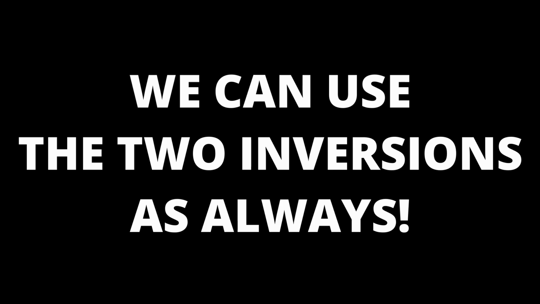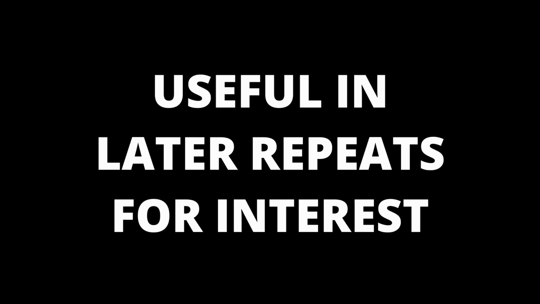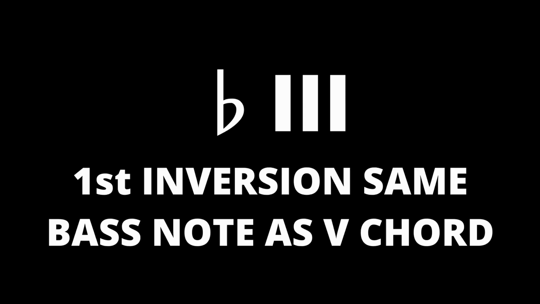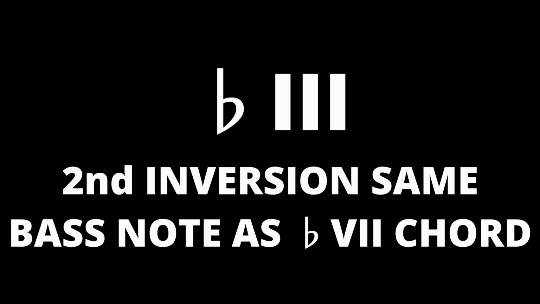As with any chord, we have 2 inversions available to us when using our flat degree chords. If you need help with chord inversions, there are videos linked in the description below. These inversions can be used as substitutions in your progressions, maybe generating some interest in a later repeat of a song section. For the flat 3 chord, the first inversion has the same bass note or root note as the 5 chord, and the second inversion has the same bass note as the flat 7 chord.